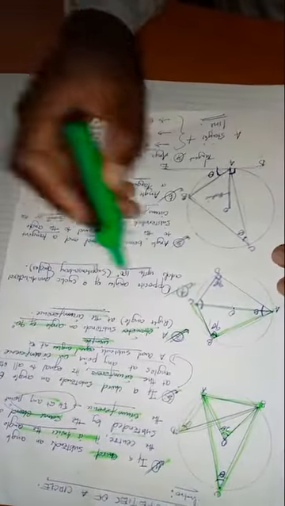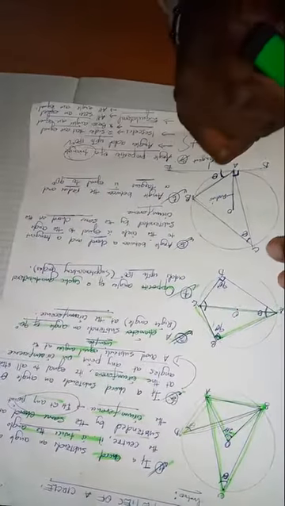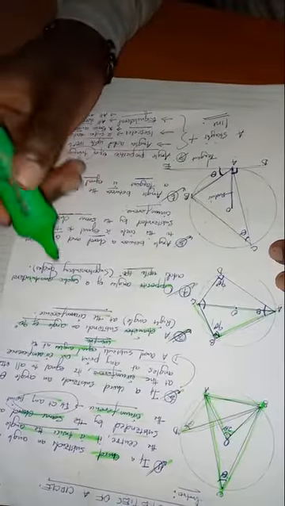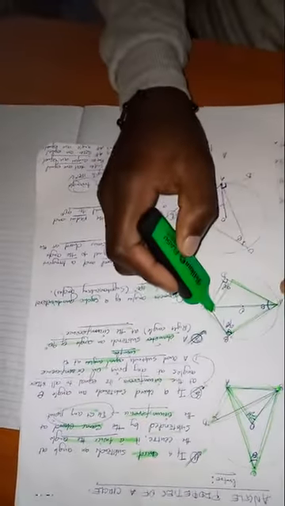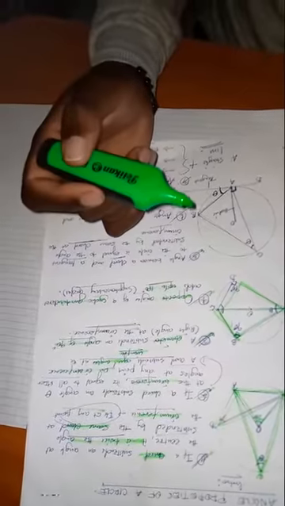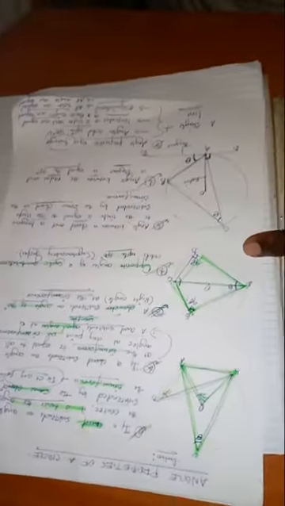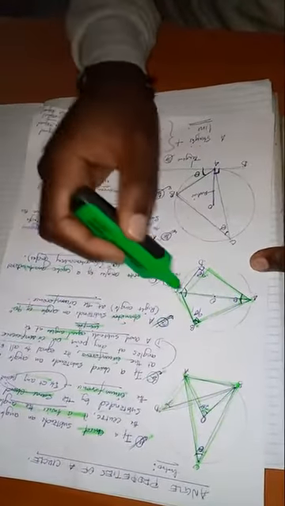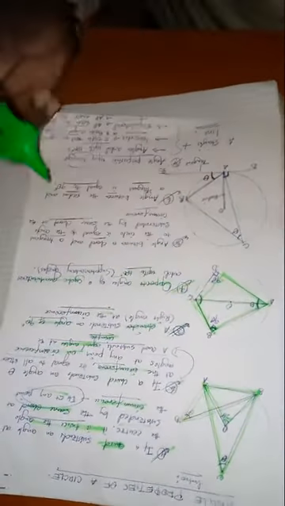The fourth property is that opposite angles of a cyclic quadrilateral add up to 180, or the angles are supplementary angles. For example, if ABCD is a quadrilateral, this angle and this angle add up to 180. This plus this angle adds up to 180. They are opposite. For example, this angle at A and this angle at C should add up to 180. That is the fourth property.